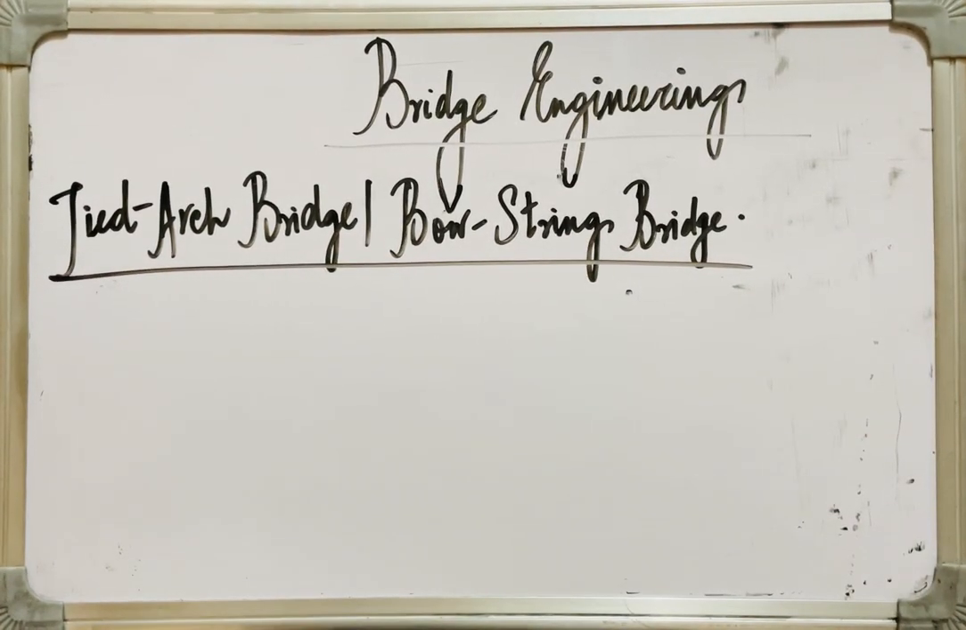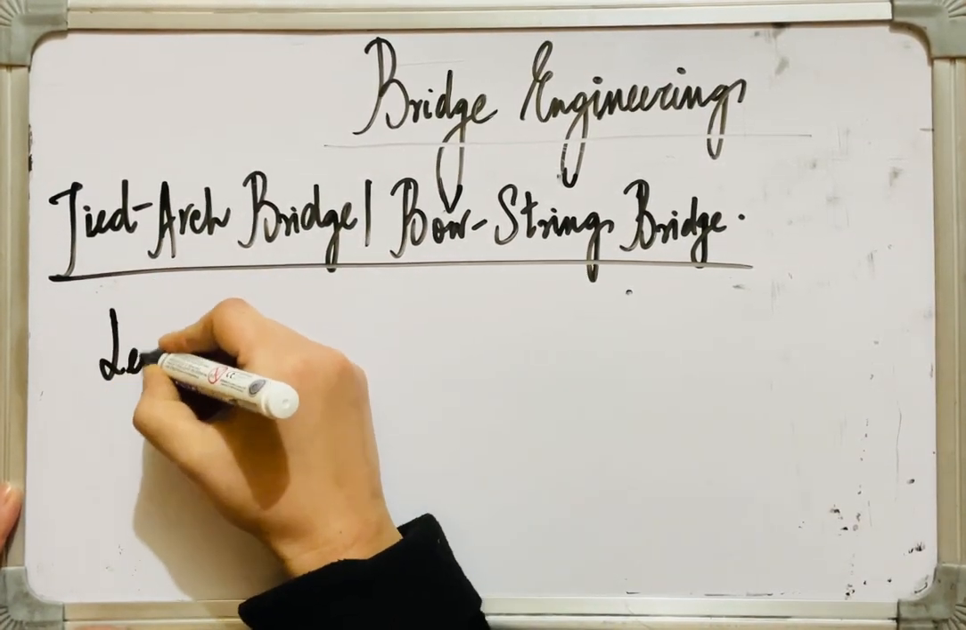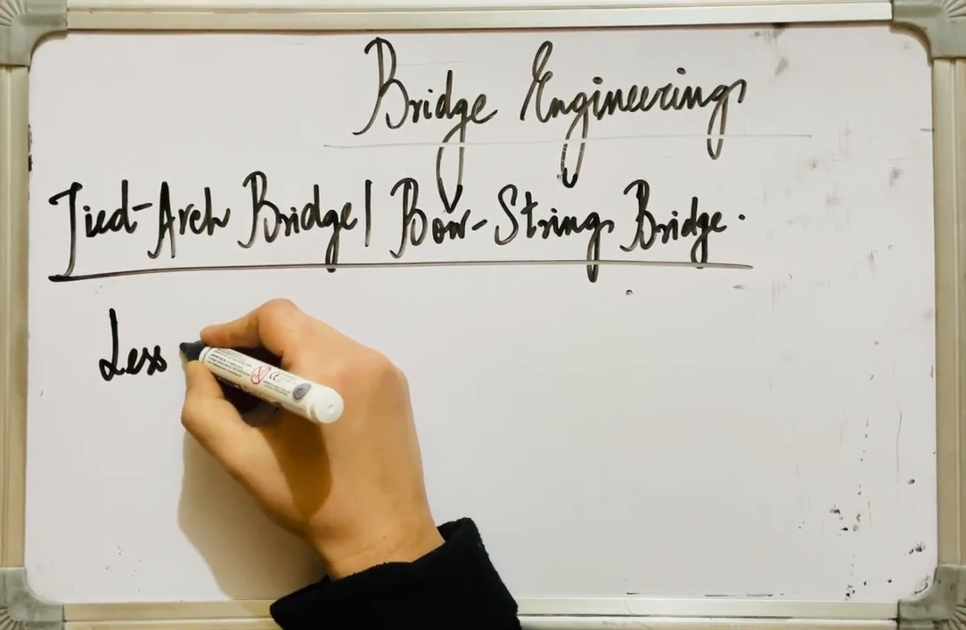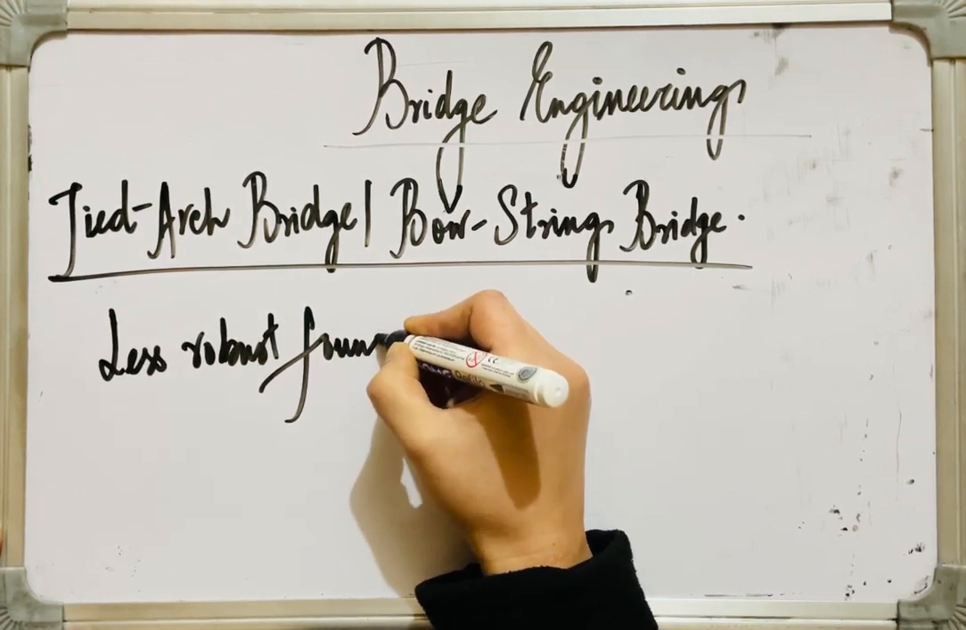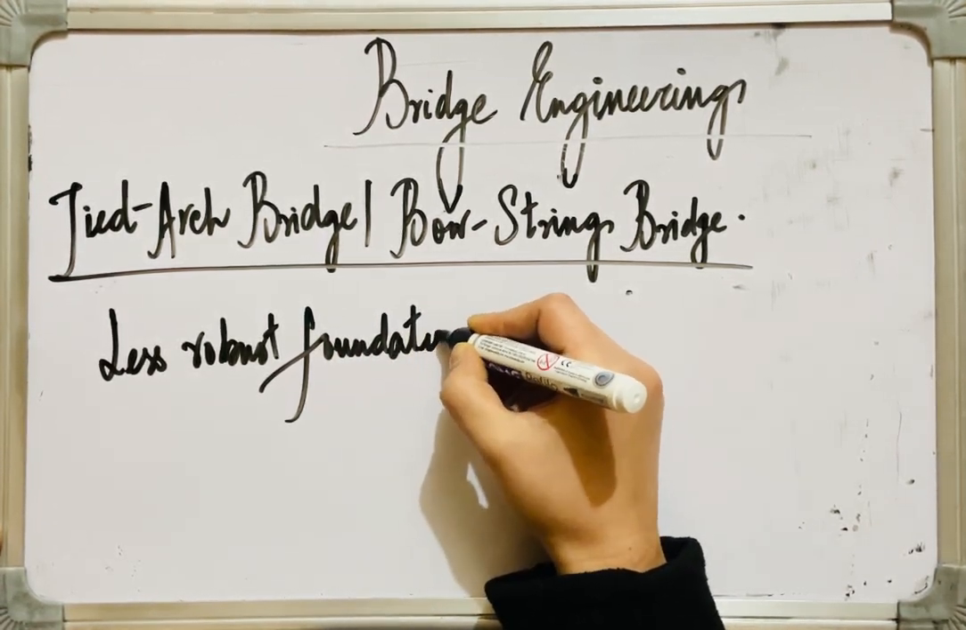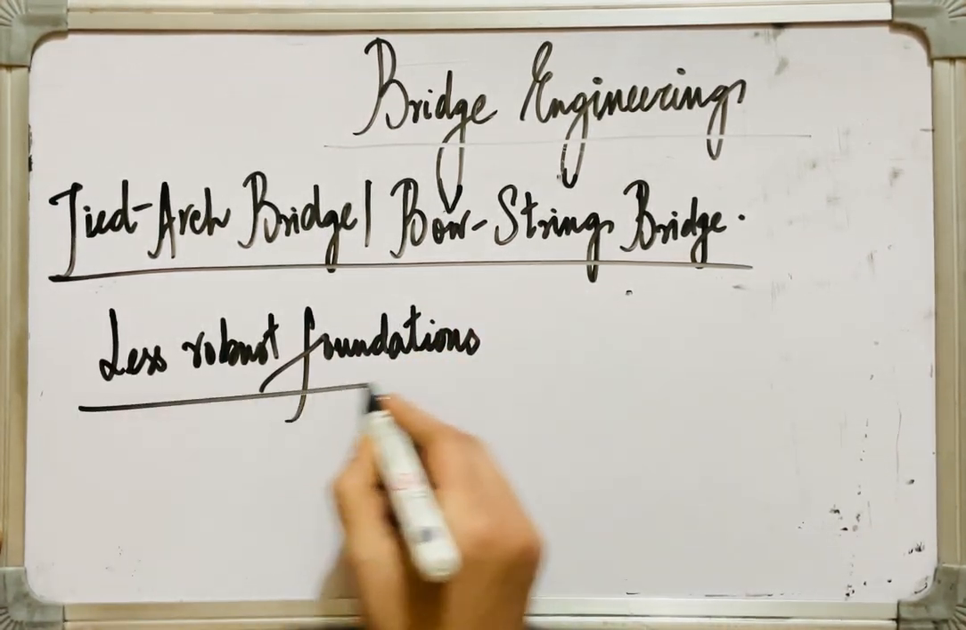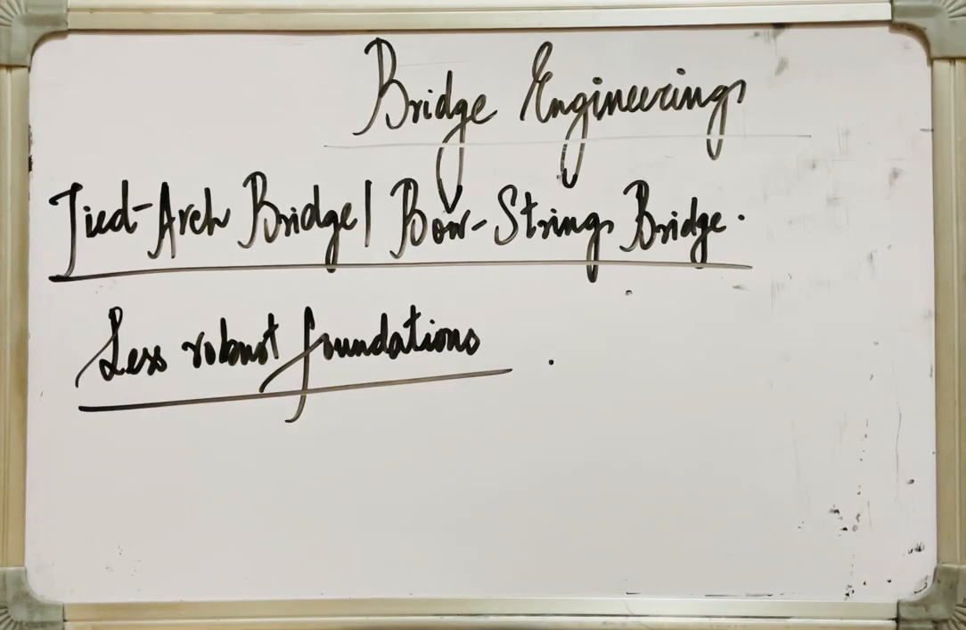All right, so less robust foundations need to be designed in case of a tied arch bridge, because there is elimination of horizontal forces that are borne by the abutments or the supports. Rather, the horizontal forces are borne by the tying cord, which ties the two ends of the arch together at the springing levels of the arch.